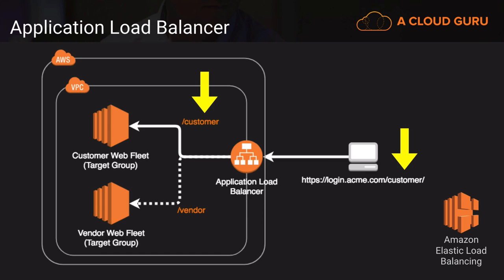Like one of the features is path-based routing. So based on the URL path included by the client, we can direct that load to one of many different target groups. So in this case, if we have login.acme.com/customer, we can direct that to a set of servers for the customer web fleet target group.